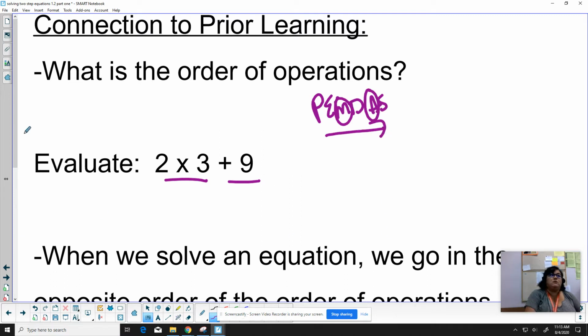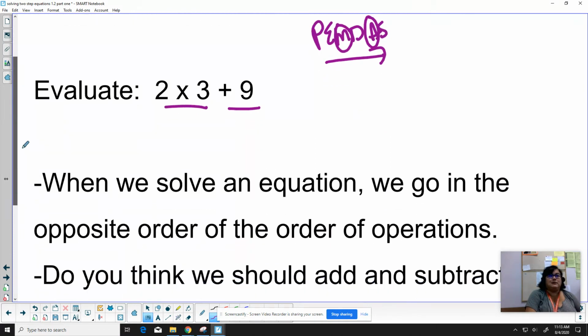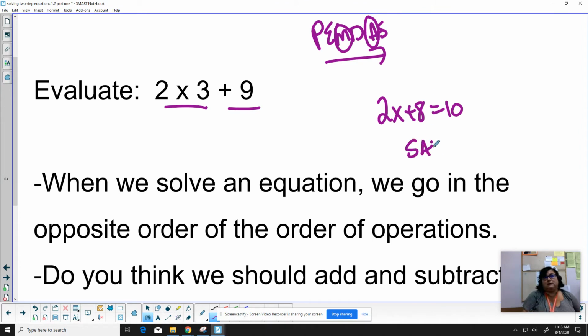But when we solve equations, when there is an equal sign, like 2x plus 8 equals 10, we solve it in the opposite order of PEMDAS. So we would start with adding and subtracting first, then we would multiply or divide, and if there were exponents or parentheses, we would do those last. So if this is our equation, we're going to add or subtract first, multiply or divide second.